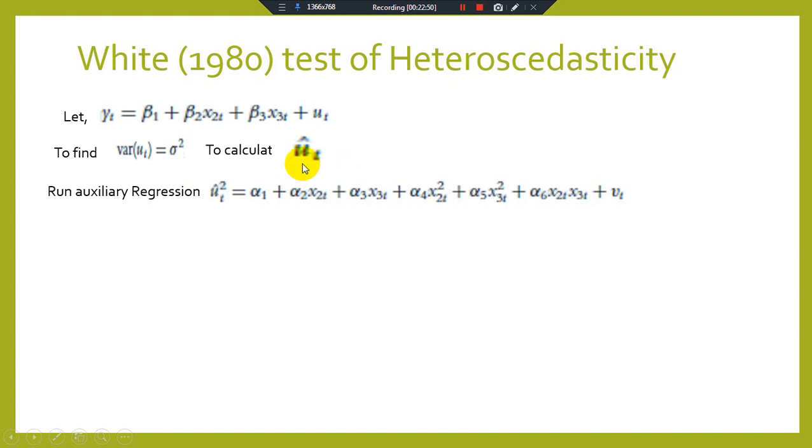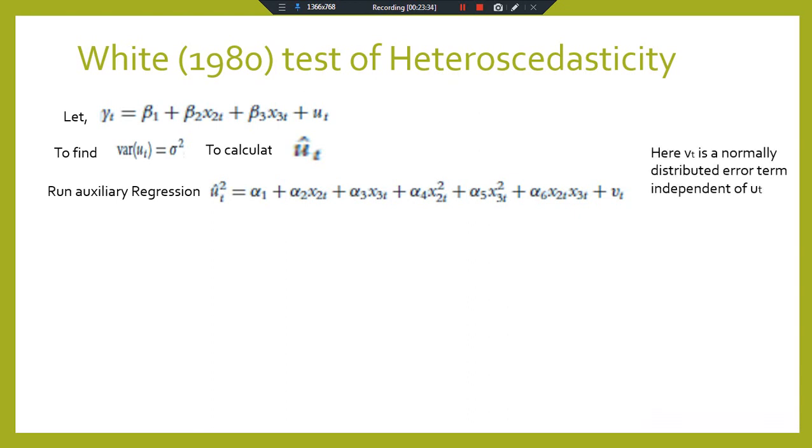Okay, for running another regression, you can use the squared error term as a dependent variable, and you can use x2 and x3 as independent variables, and the square of x2 and the square of x3 as independent variables, and the cross product or cross multiplication of x2 and x3 as an independent variable. Okay, after running this new regression, you have to decide whether heteroscedasticity exists in our data or not.